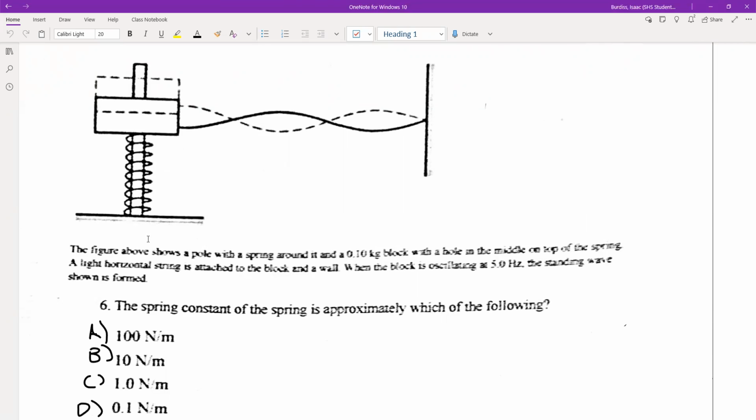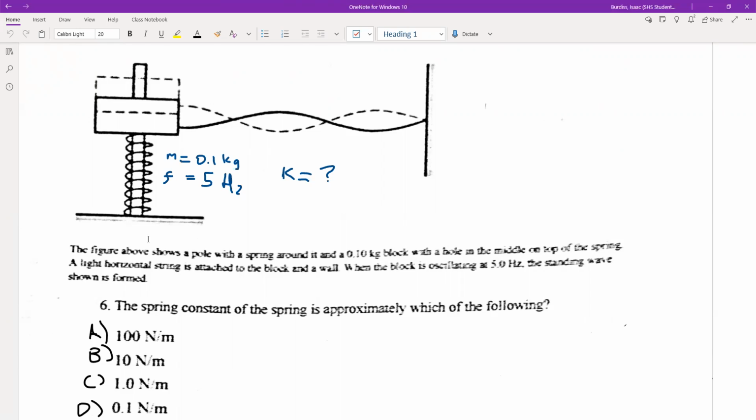This figure shows a pole with a spring around it and a 0.1 kg block. So that's the mass. Let's write that down since we know that. It's saying that the frequency is 5 hertz. And it is saying, what is the spring constant? So as you can see, sometimes things don't matter what they say. They're just kind of random things. So that's what we're trying to find.